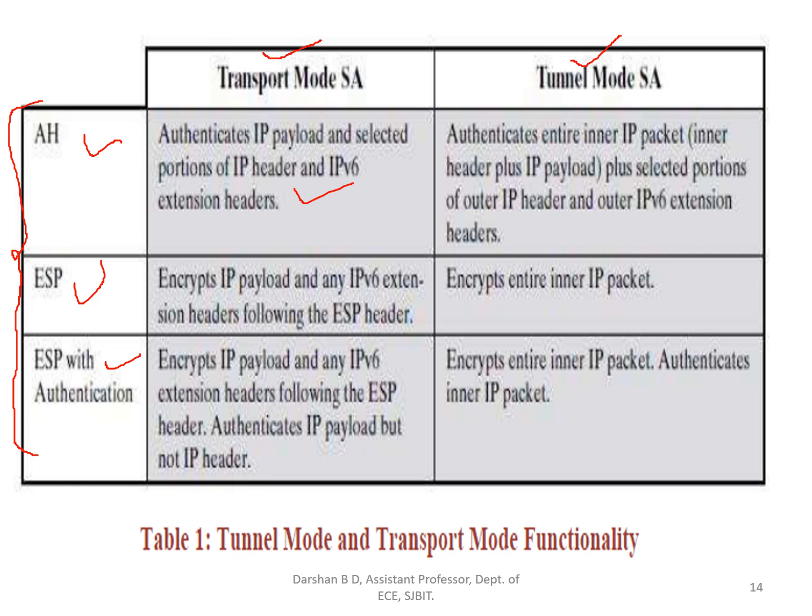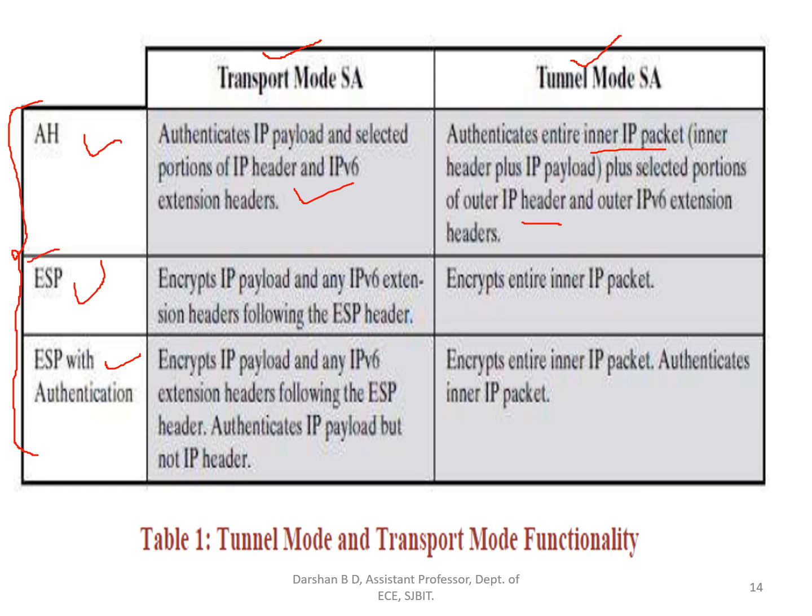Similarly, we are going to consider the authentication header in the tunnel mode security association. It authenticates the entire inner IP packet, inner header plus IP payload, the entire packet consisting of the header and the payload, plus selected portions of the outer IP header and outer IPv6 extension header. That also is going to be considered.